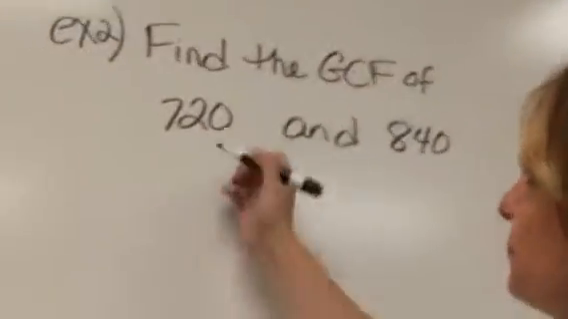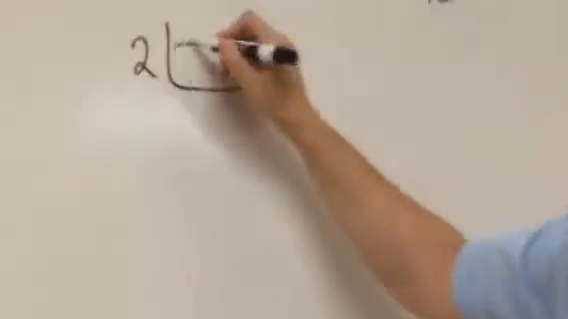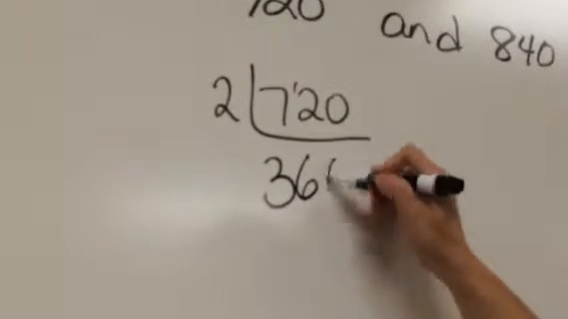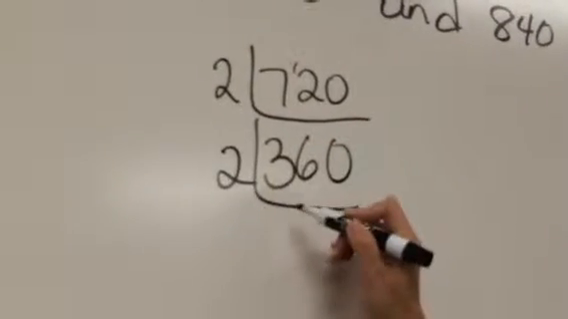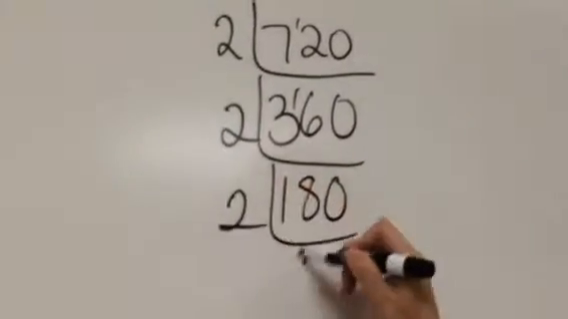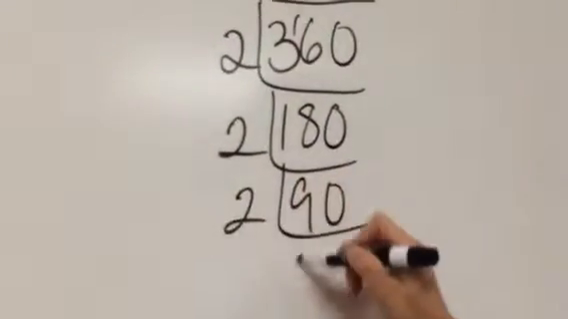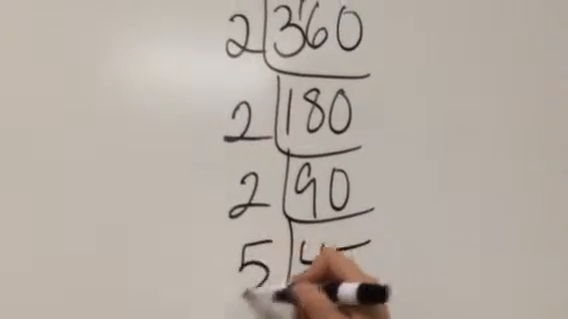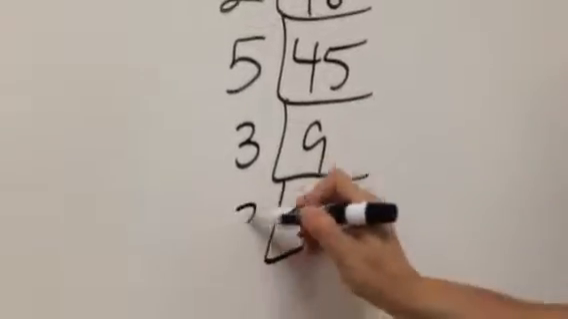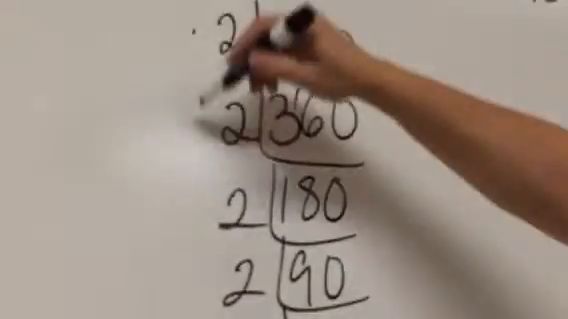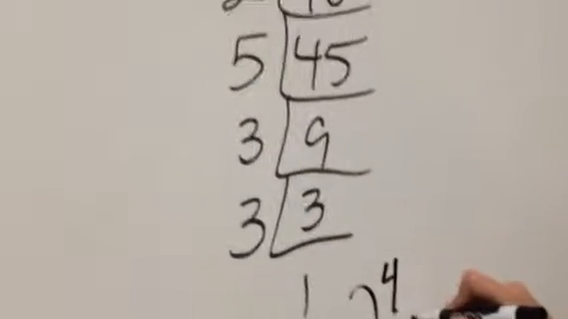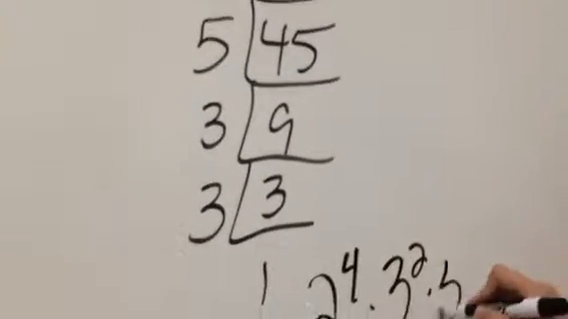Okay, so take out a 2 out of 720. I'm going to get 360. Take out a 2, I'm going to get 180. Take out a 2, I'll get 90. Take out a 2, I get 45. Take out a 5, I get 9. Take out a 3, I get 3. Take out a 3, I get 1. So let's count up. 1, 2, 3, 4. 2 to the 4th times 3 squared times 5.